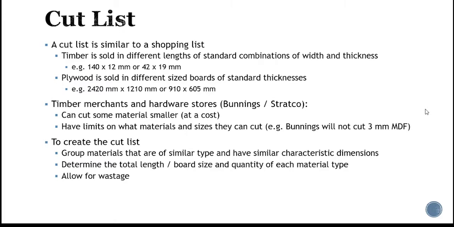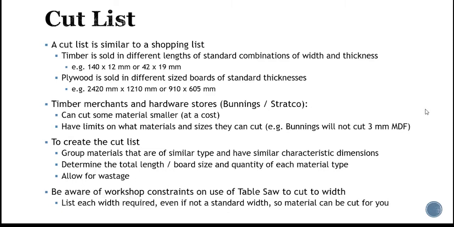Now, to create the cut list, we're going to group materials together that are of similar type and have similar characteristic dimensions. We're going to determine the total length or the board size, and we're going to determine the quantity of each material type, and I'll show you what I mean about quantity in a minute. And we are going to allow for wastage. You must add some additional material on the end because you're going to lose material when you cut due to the curve of the saw, or possibly because of knots, or because the end of the material is a bit dodgy. So you do have to allow for a little bit more than you think you're going to need.